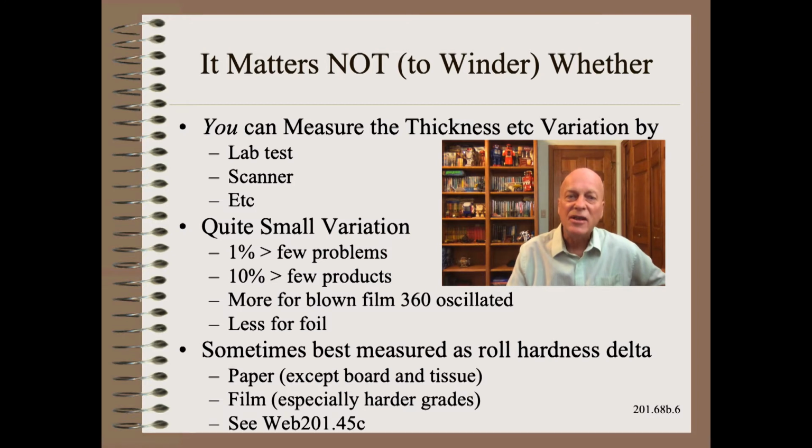The challenge is that the size of this variation is so small that it is barely detectable by common measurements. On thin webs, this may be immeasurably small. On some products, most notably paper and some harder grades of film, the thickness variation is sometimes easier to see as a delta of roll hardness. We covered those methods in great detail in my Web 101 classes that is also thoroughly documented in the literature.